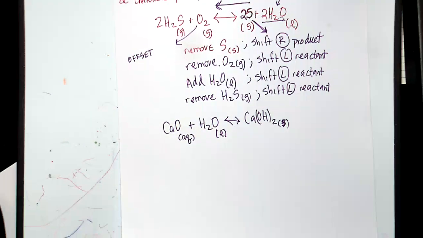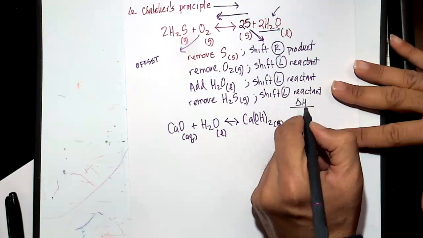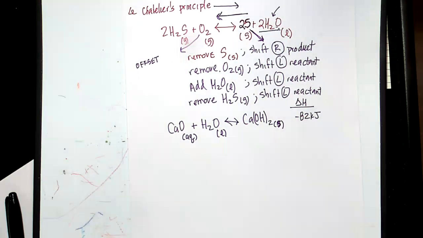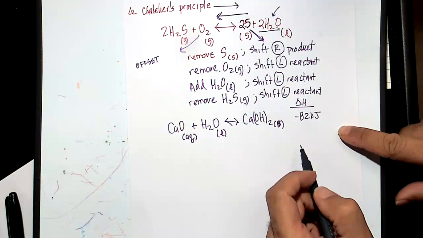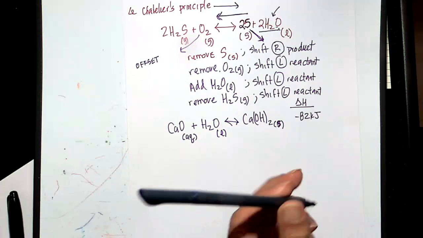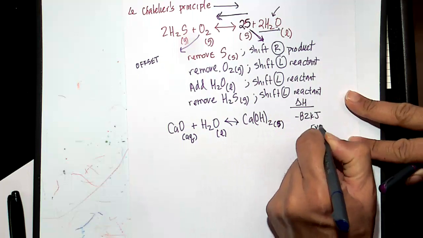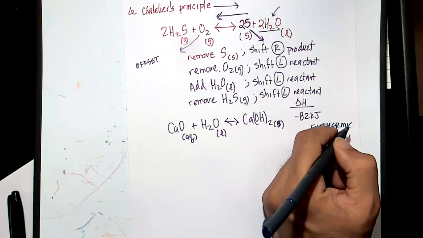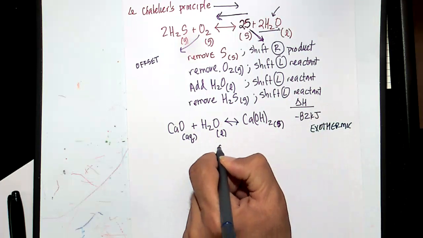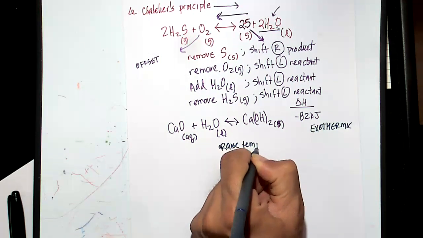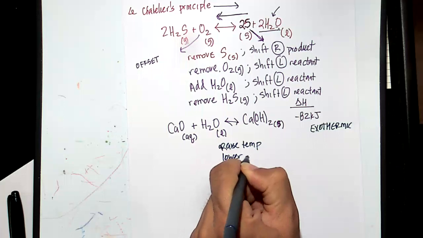The delta H for this reaction, remember delta H, is minus 82 kilojoules. So is this an exothermic reaction or an endothermic reaction? This is an exothermic reaction. There are only two things you can do to an exothermic reaction: you can add heat, which is raise the temperature, or you can lower the temperature.